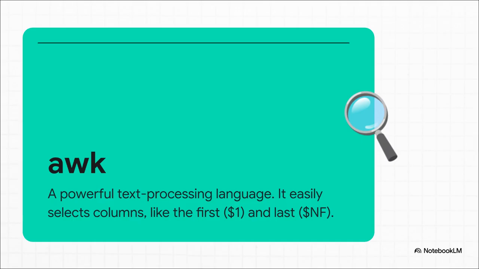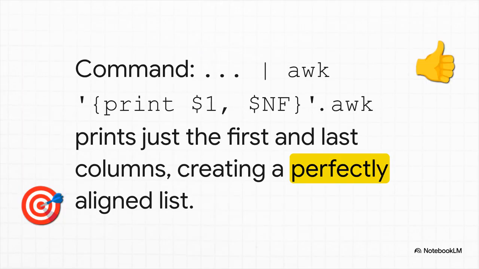We can tell it, hey, I don't care about the middle, just print the first column, that's $1, and the very last column, that's $NF, no matter how many other columns are hanging out in between. So we swap out our old column command with our new, smarter awk command. We pipe the data in, tell awk to print just the first and last fields, and just like that. Look at it, perfection. A clean, perfectly aligned, 2-column list of every active user and their shell.